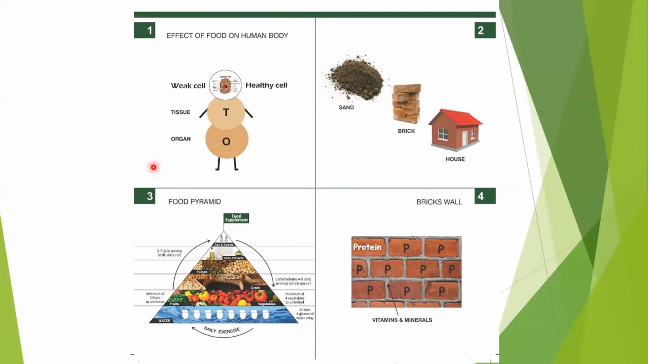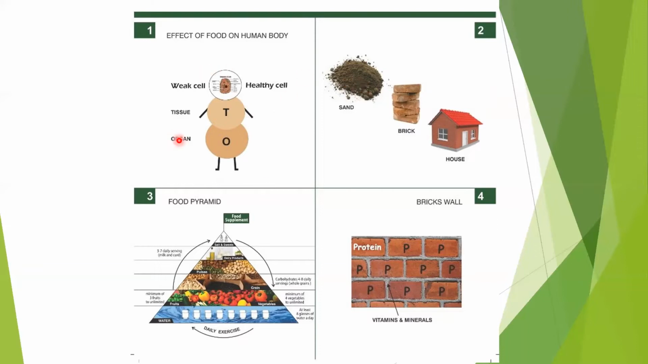Now, in this picture, if you see, there is a house, and we know that house is made up of bricks and cement and sand. So the construction quality of the house will actually depend on how strong the bricks are or how good the quality of cement and sand is.